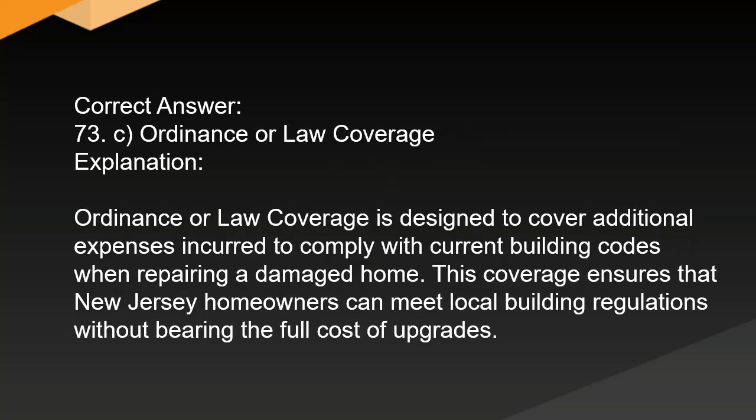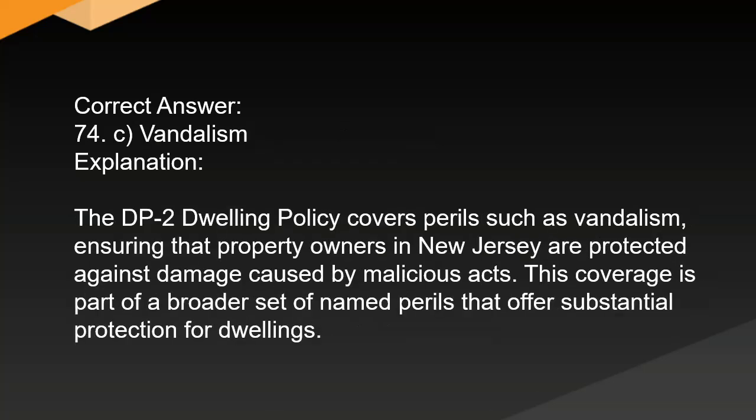Correct answer. C. Ordinance or law coverage. Explanation. Ordinance or law coverage is designed to cover additional expenses incurred to comply with current building codes when repairing a damaged home. This coverage ensures that New Jersey homeowners can meet local building regulations without bearing the full cost of upgrades.